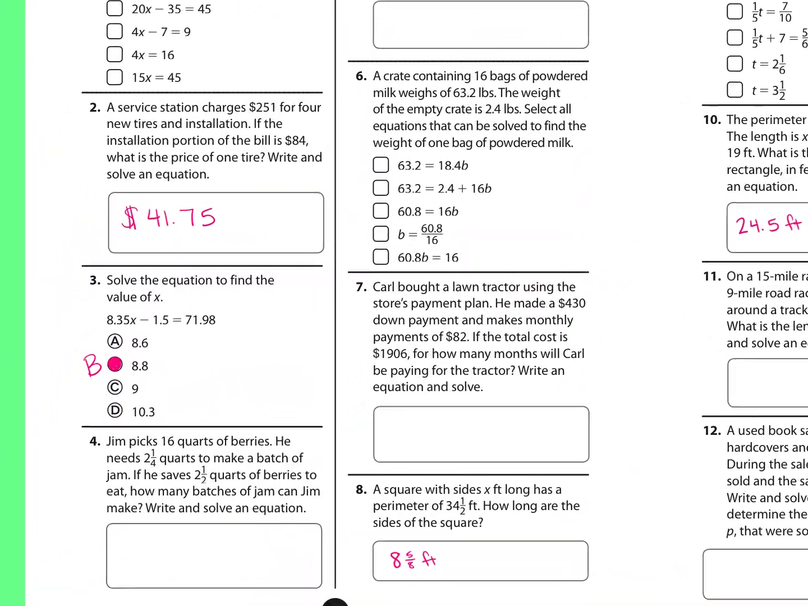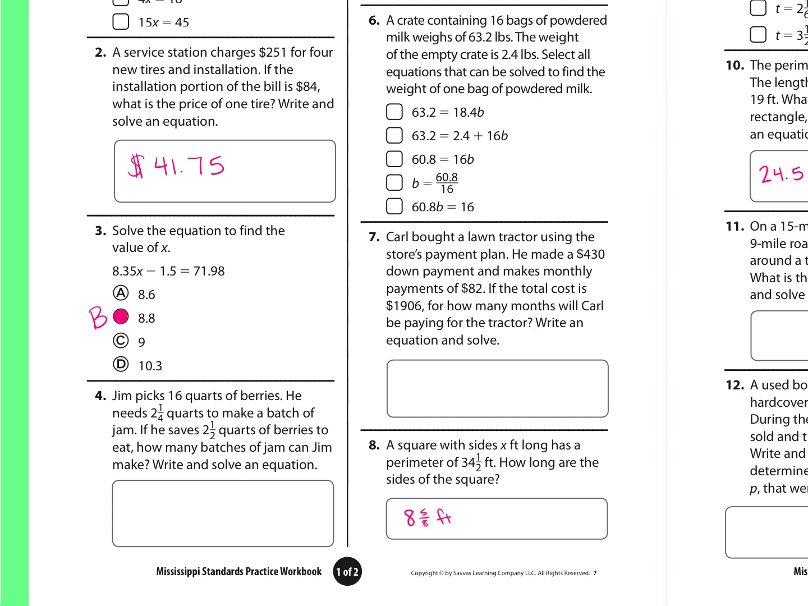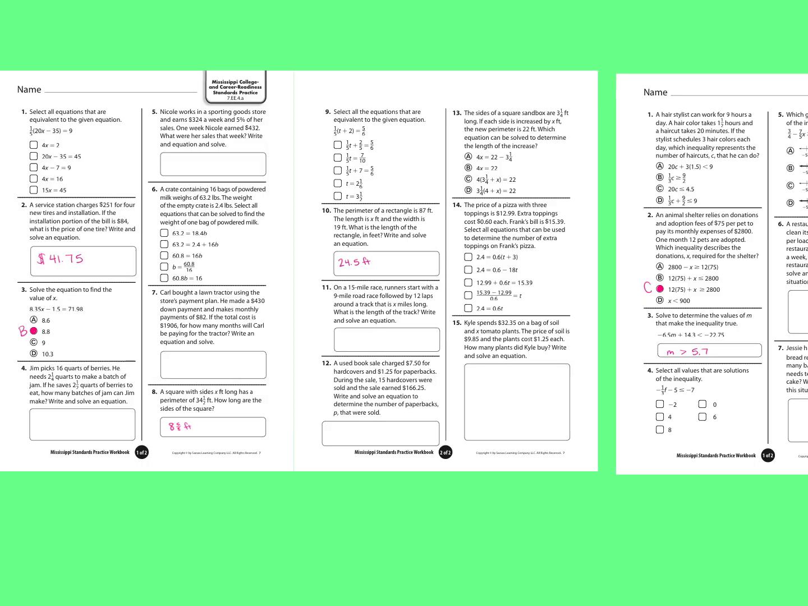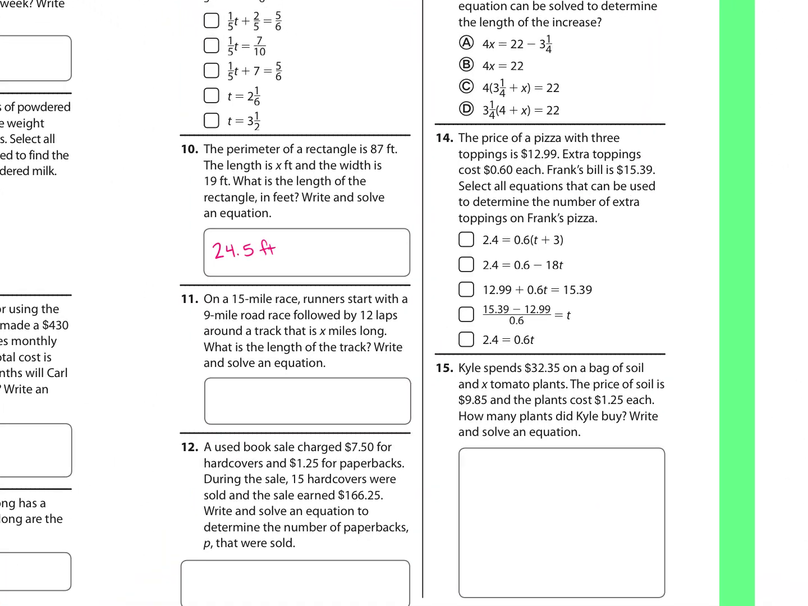EE4A, number 2 is $41.75. The equation would be 251 equals 4x plus 84. Number 3 is B. Number 8 is 8 5/8 feet, so that's 8.625 feet. Number 10 is 24.5 feet.